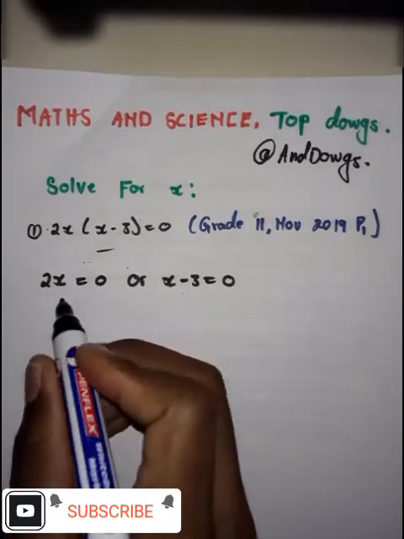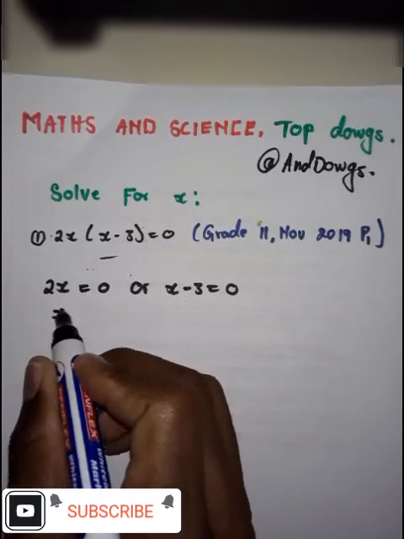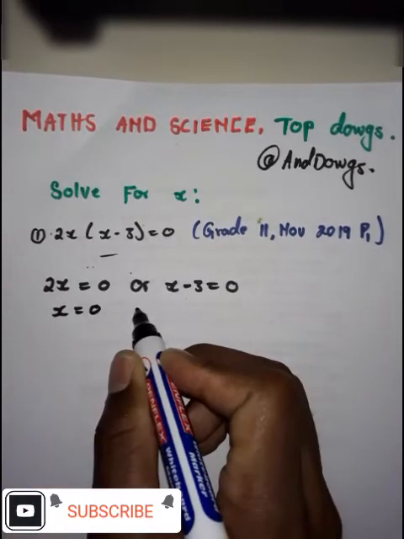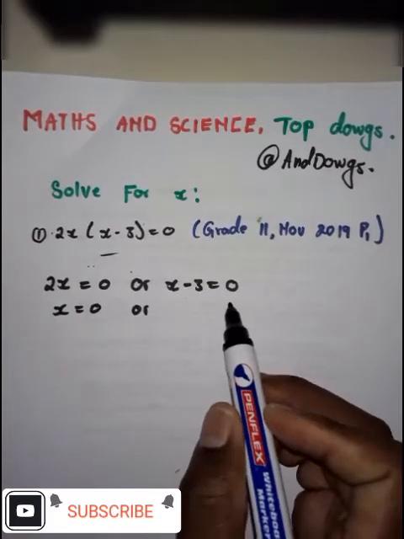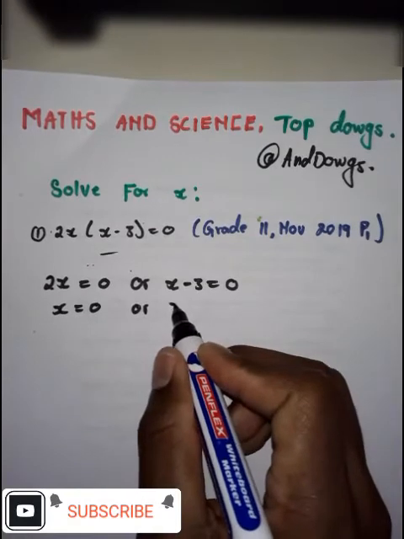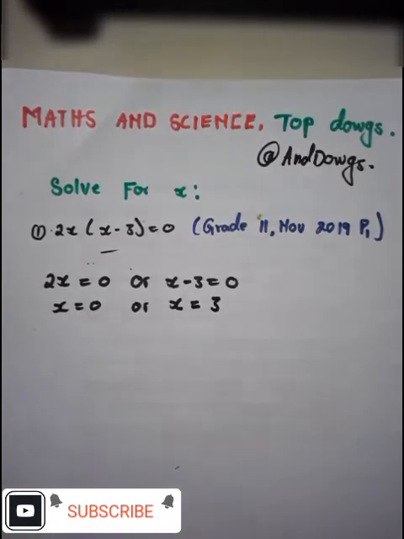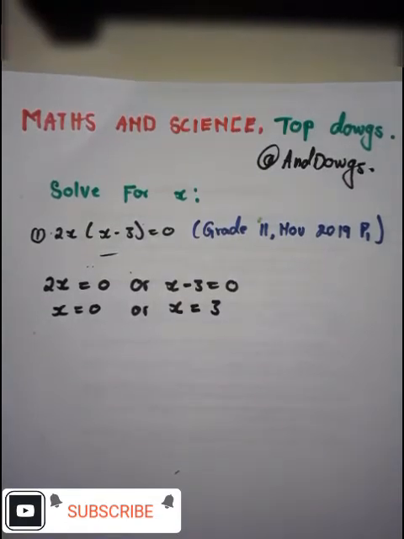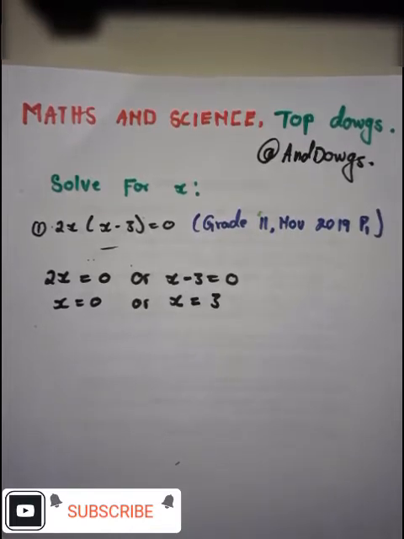Okay, so here, if I want x, I can divide both sides by 2, and then I will get x as 0. Or here, if I want x, I can take this 3 to the other side, so it's going to be plus 3. So x is equal to 3. So you are done, and then you collect your marks. You see, easy as that, by understanding what's going on. So let's go to the next question.